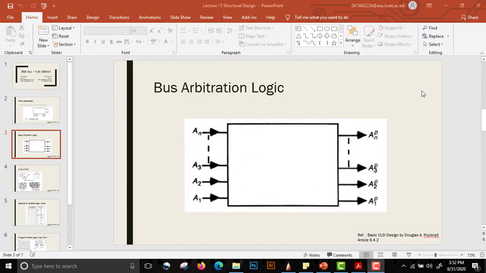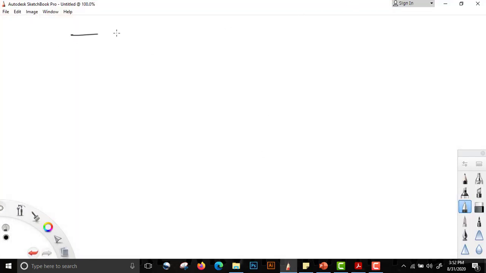Next problem that we will be dealing with is bus arbitration logic. The block diagram is like this. If there are n inputs from A1 to AN, there are n outputs from A1P to ANP. Now the logic of how this works: this is our logic block. We have inputs from AN to A1 and outputs from ANP to A1P. Then the logic is, the higher the bus value, the higher the priority. That is, priority order increases from A1, A2, A3 all the way up to AN.